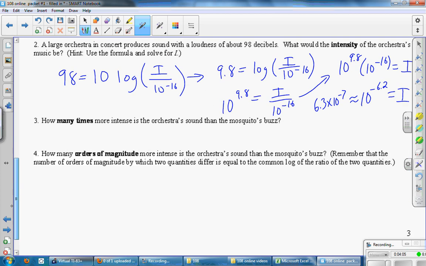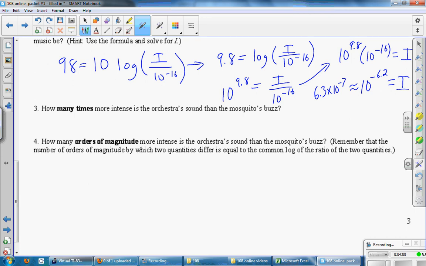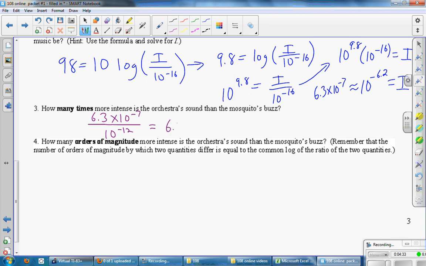Number 3, how many times more intense is the orchestra sound than the mosquito's buzz? How many times tells me I'm going to be dividing, and more intense tells me I'm dividing the intensities. We're going to take the big intensity, the loud one, which is the orchestra, and put it on top: 6.3 times 10 to the minus 7 watts per square centimeter, divided by the mosquito, which up above was given as 10 to the minus 12. Keep the base, subtract the powers very carefully. We get 6.3 times 10 to the 5, 63,000. What did I do wrong there?